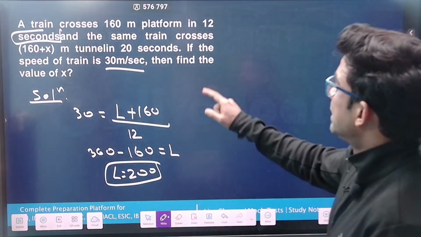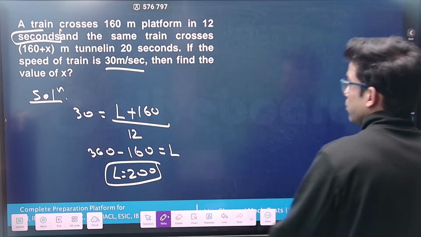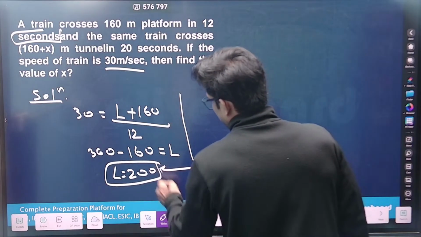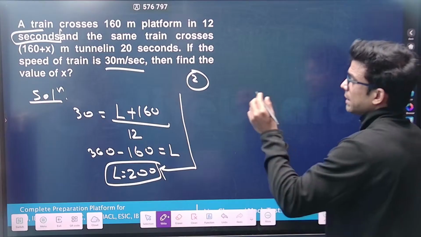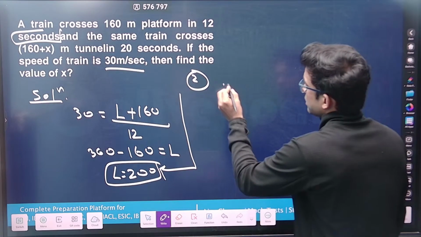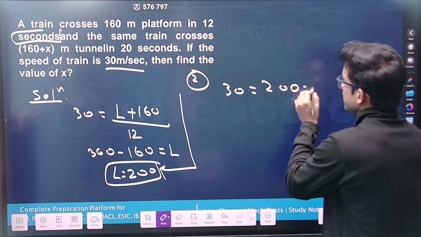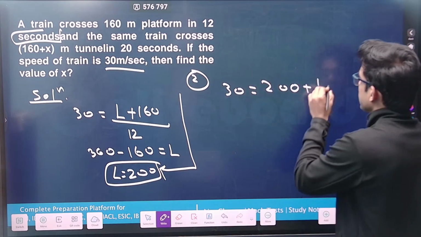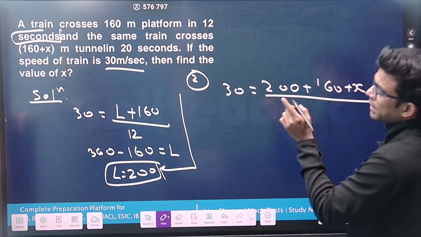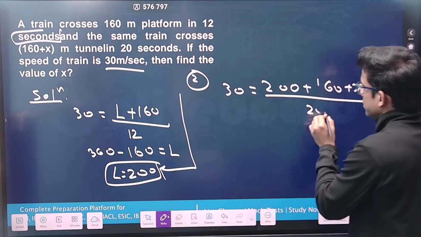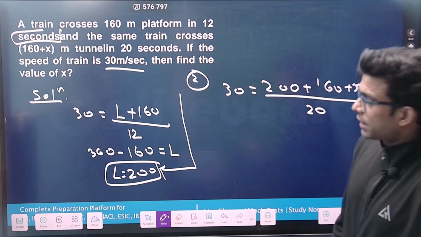Now, the same train crosses a 160 plus X meter tunnel in 20 seconds. From here, you know the length of the train. So the second part is that the same train, whose speed is basically 30 only and whose length is basically 200, is crossing 160 plus X. This would be the total distance in how many seconds? In 20 seconds, right? So from here you get your second answer. Is it right or not?